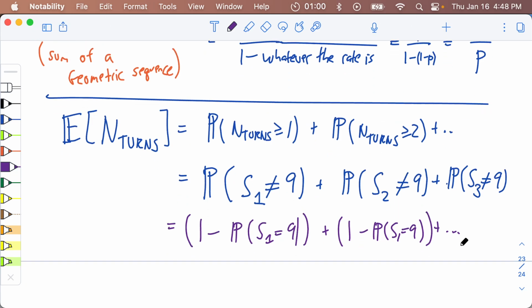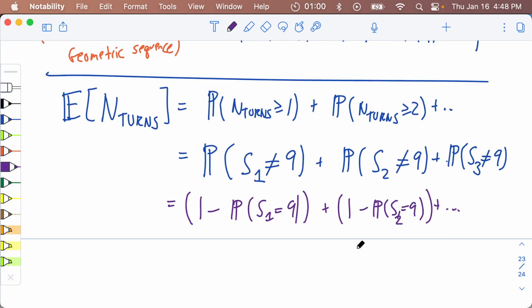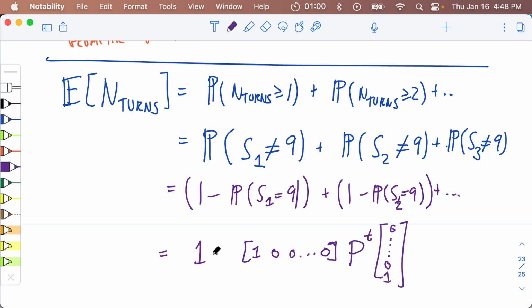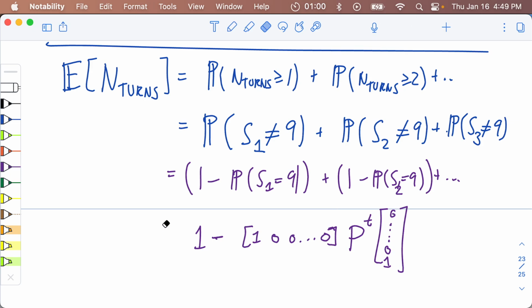And these are matrix powers. They are exactly what we started the class with. 1, 0, 0, 0, 0, then you have the matrix P to the power t, and then you have 0, 0, 0, 0, 0, 1. Okay, so that's a number. You do 1 minus that number, and then you add it up over all times t going from 0 to infinity.